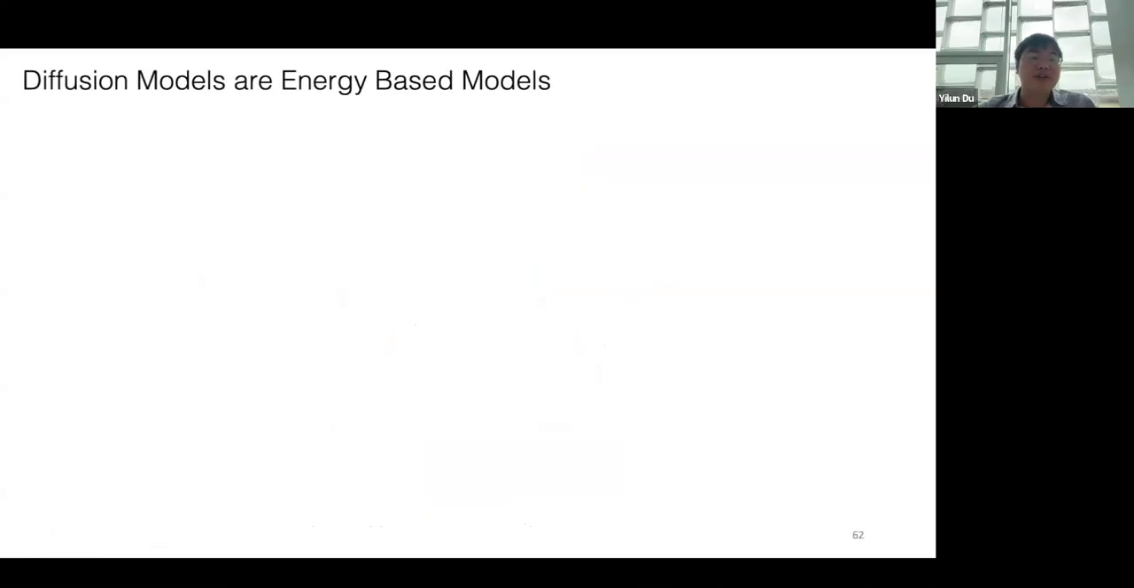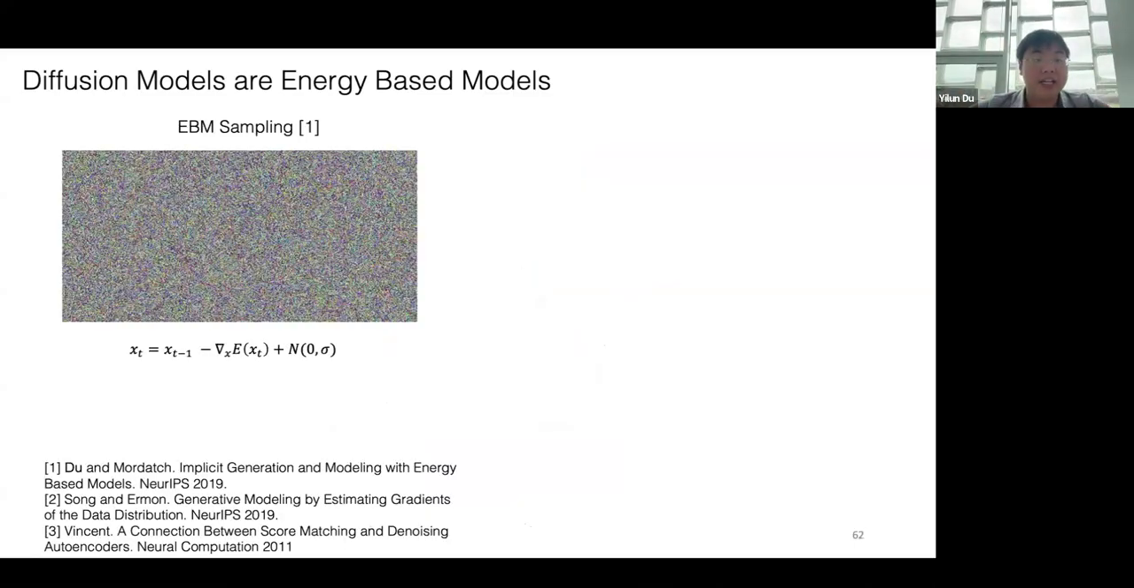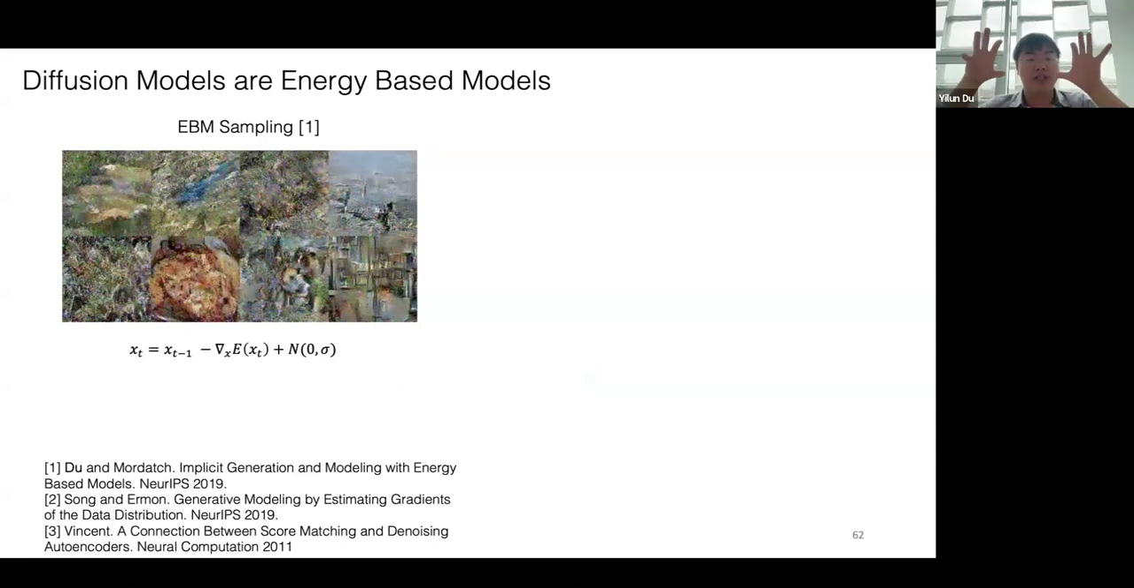And now you can actually also view diffusion models as energy-based models, which allows you to use a lot of these operations more broadly. And roughly, this was the generation procedure we proposed in early 2019. So we have this kind of noising process, and then from the noise, you gradually get images of different objects.